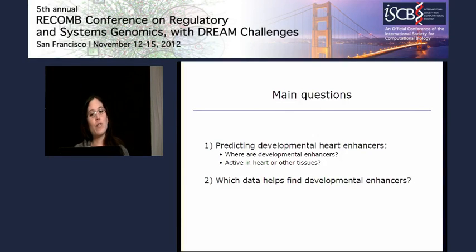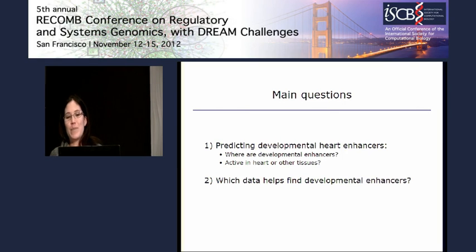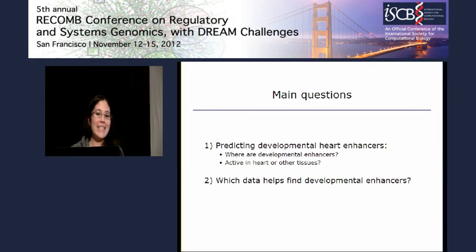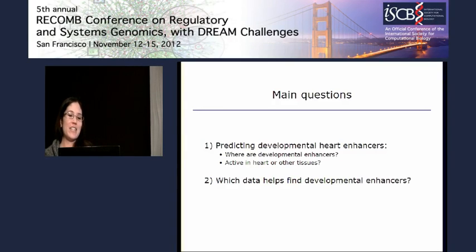So first, in predicting developmental heart enhancers, an easier first step is where are developmental heart enhancers generally? And then second, can we ascribe tissue specificity? Are they active in the heart or in other tissues? And the second question is, which data actually helps find these developmental enhancers?